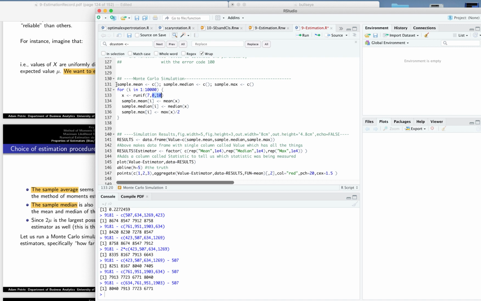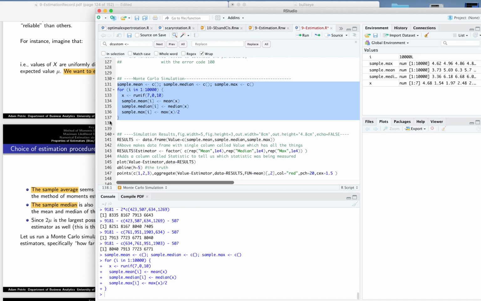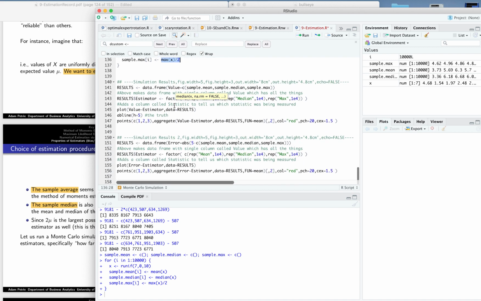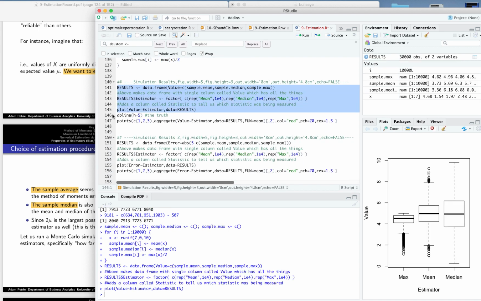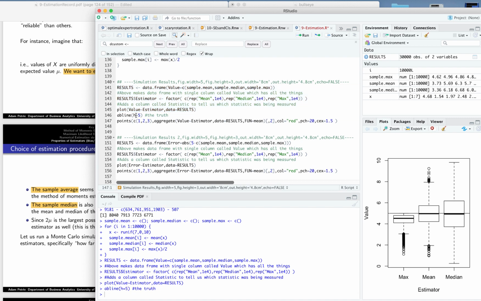So we'll create some empty vectors to store the sample mean, the sample median, and the sample max, and we'll run through that. So a total of 10,000 different random samples being considered here. For each random sample, we've calculated the average, the median, and we've looked at half the maximum value. 3 reasonable ways of estimating this unknown quantity. And let's just look at the results. Let's make a data frame of these and look at a set of side-by-side box plots and talk about these.